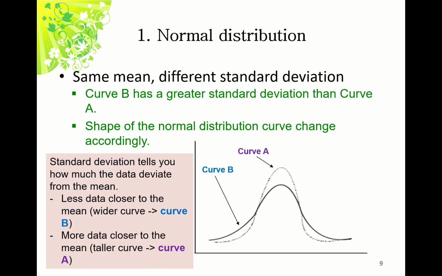This is what I mentioned just now. There is less data closer to the mean for curve B, so it's a wider curve. There is more data on the right and left side. That's why it's more widespread. Whereas for A, a lot of data is very close to the mean. That's why the mean side here is very high.